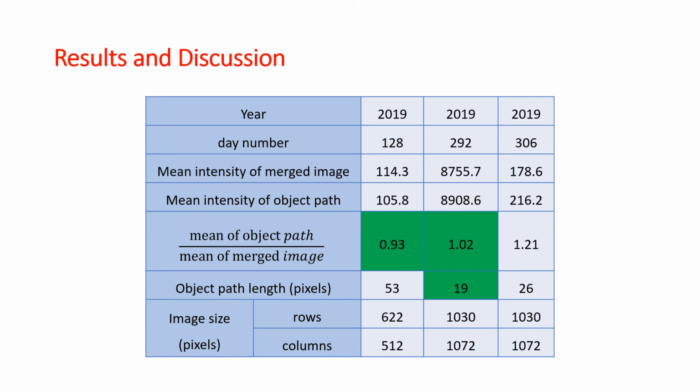merged image. Furthermore, the proposed software is able to find the moving object path in an image with a high level of background noise. The result of day 128 of 2019 shows that while the mean intensity of the merged image is 7% more than the mean intensity of the moving object path, the object path is detected. The proposed algorithm is capable of detecting relatively slow-moving targets, which are making short lines in a track of data, like lines with the length of 19 and 26 pixels.